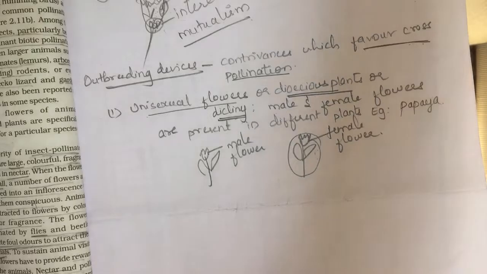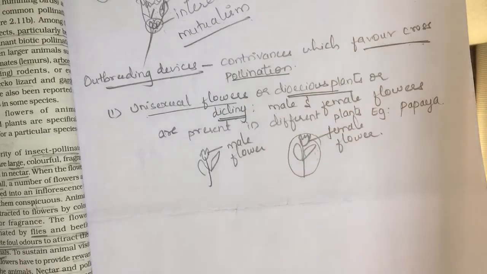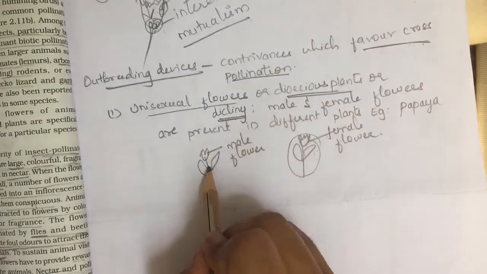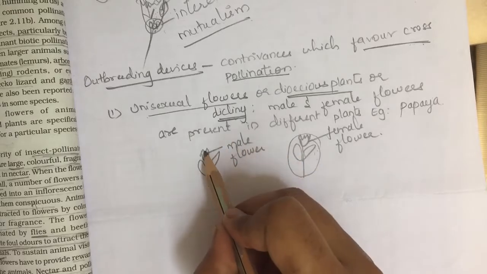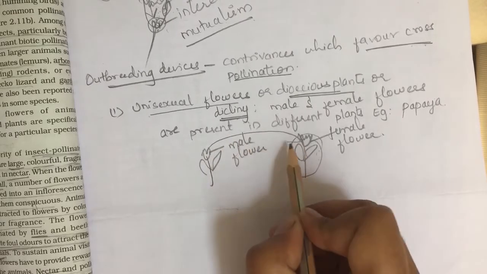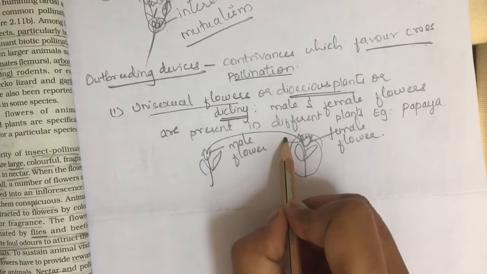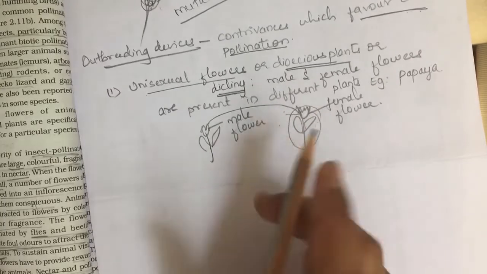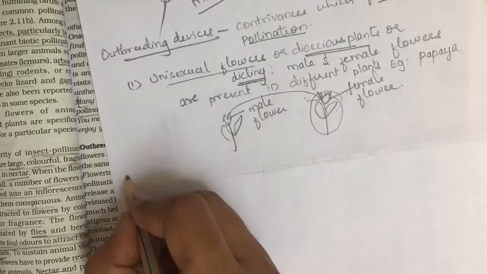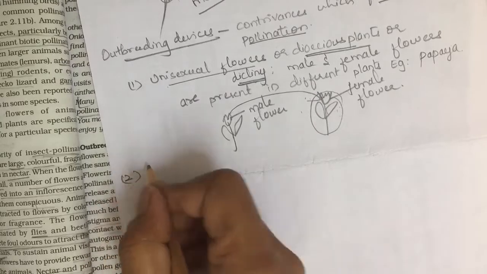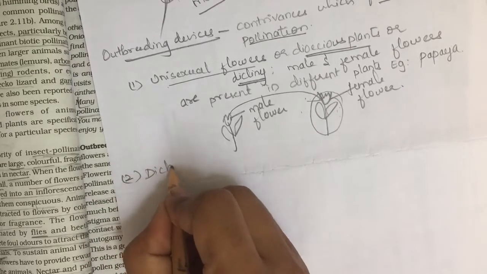Now, in this unisexual flower, how does it help cross pollination? When the male plant is different and the female plant is different, then definitely cross pollination takes place. Two different plants, and there is cross pollination among those. Okay, unisexual flowers, dioecious plants or dicliny. Next, the second outbreeding device we have is dichogamy.